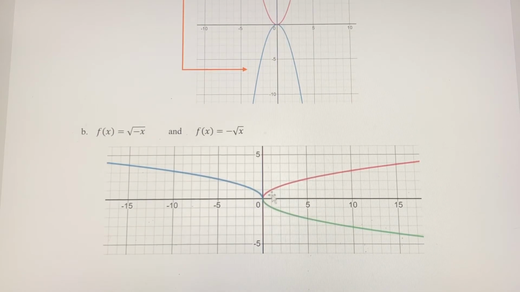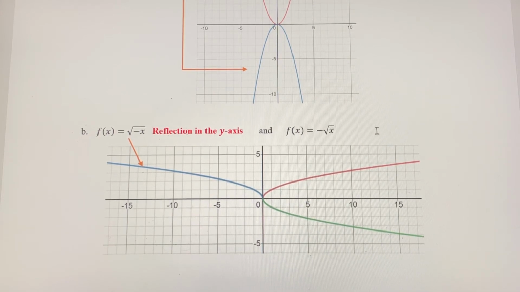Again, our basic square root function is this red one here. f of x equals the square root of negative x is a reflection in the y-axis, so that's going to be the blue graph here. We're taking this red graph and reflecting it over here using the y-axis as our mirror, for example. It's our reflection line.